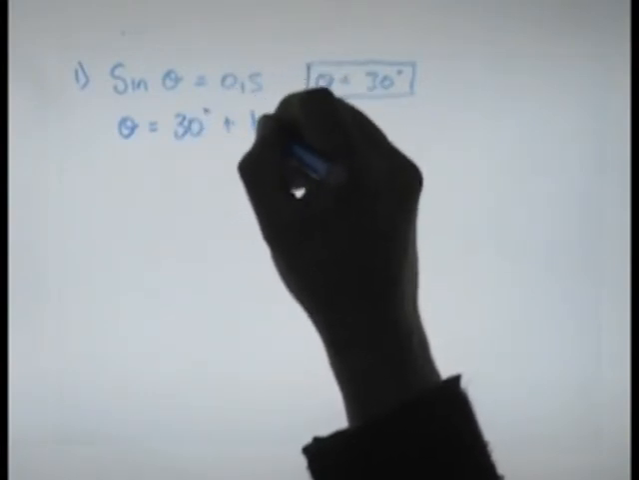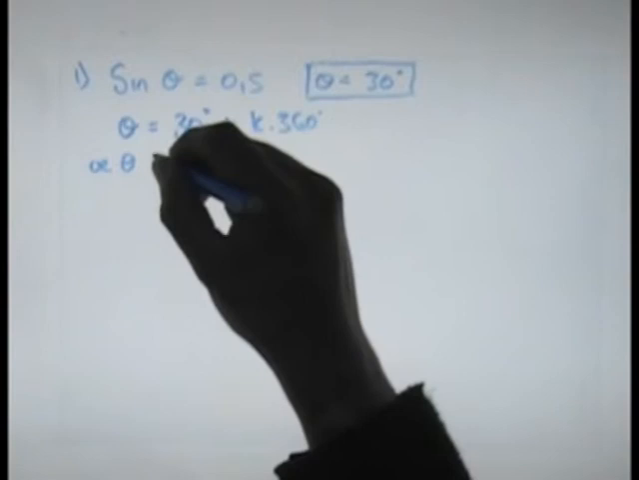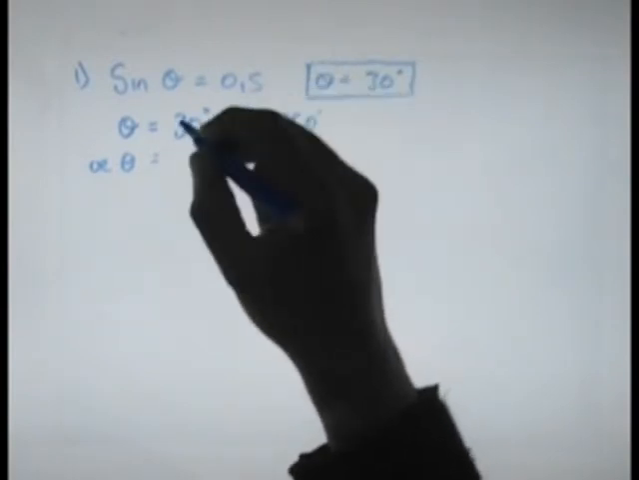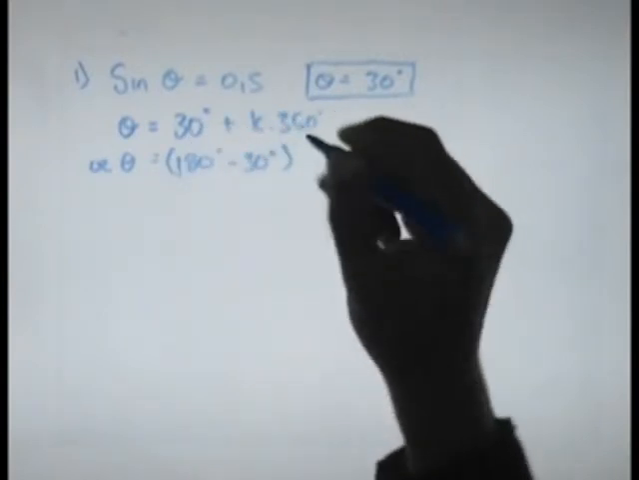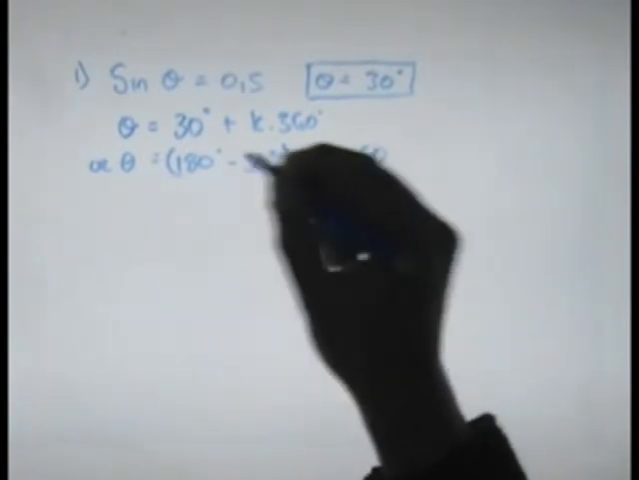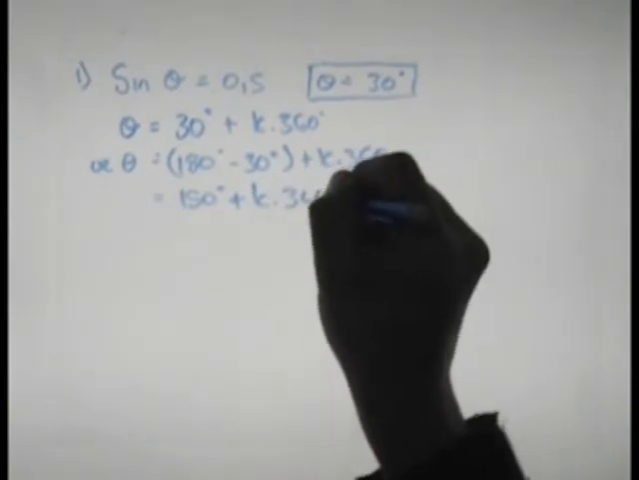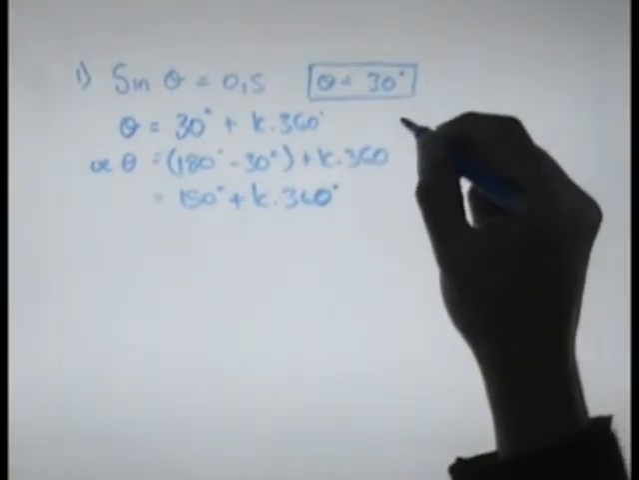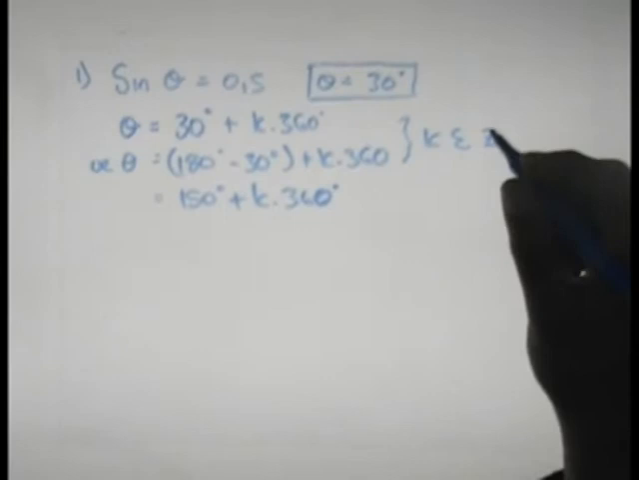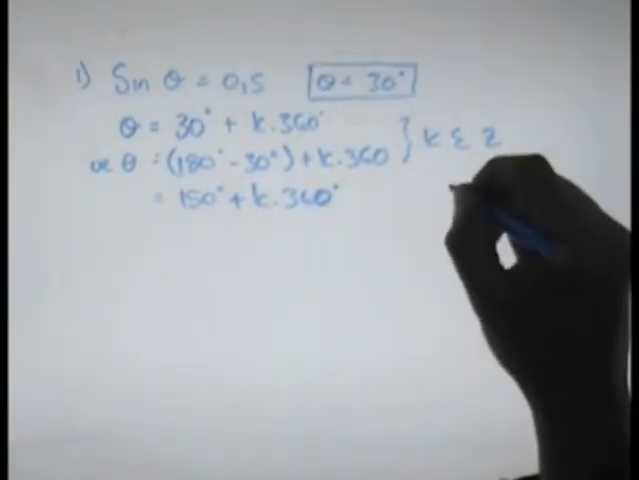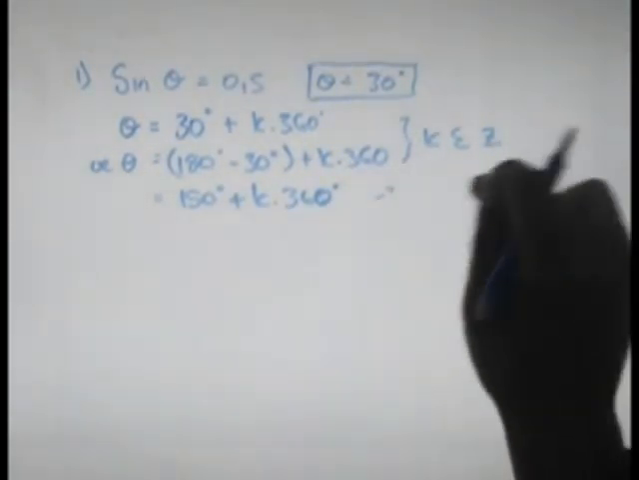So it's 30 degrees plus k times 360, or theta is equal to 180 minus 30 degrees, which let's just write that in as 180 minus 30 degrees plus k times 360, which is equal to 150 degrees plus k times 360 degrees. And these all happen when k is an element of integers. That just means it can be an integer value, 0, 1, 2, -1, -2, and so on in both directions.